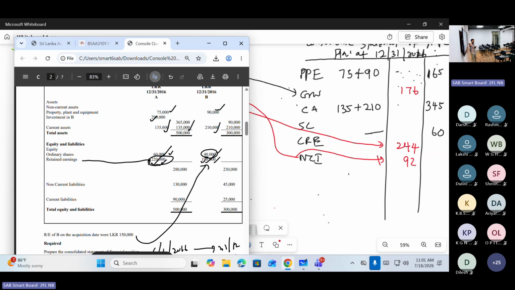220 opening balance is within RLP. Right. Including 244, we have this 220. 190, we have taken 150 to goodwill calculation, 42 the post-acquisition retained earnings, right? And then non-current liabilities, 130 plus 45.